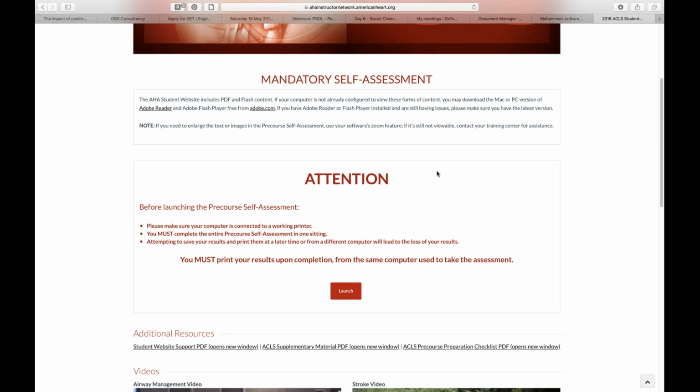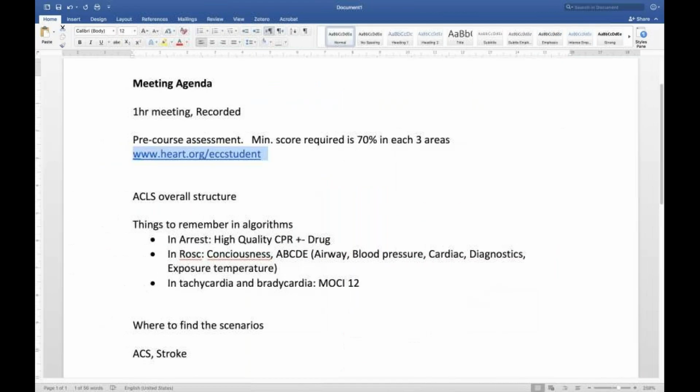So by this, we finish our first thing, the pre-course assessment. Minimum score is 70% in each area. This is where you'll find it, and you will go on. Please watch the 4 videos so we will not lose time there. If you have any question until now, please type your question in the chat, and I will answer you about this area before we go to the next thing, which is the ACLS overall structure.